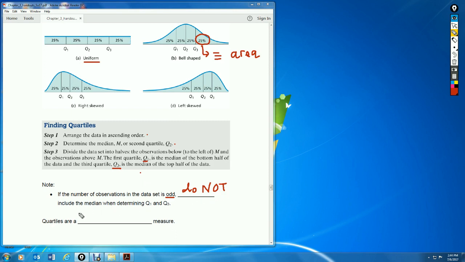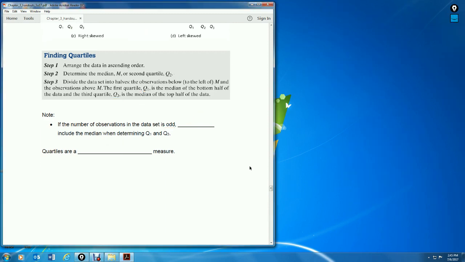And also, just a note, like the percentiles, the quartiles are a resistant measure. Okay, they are resistant to extreme values, which is why we like to use them, particularly if there are extreme values, if the data set is very skewed. All right, let's go on and look at some examples.